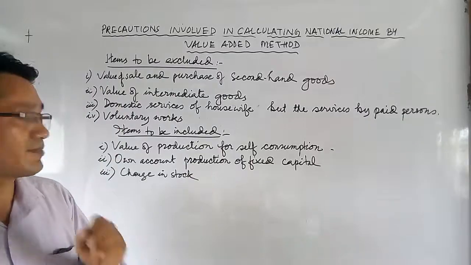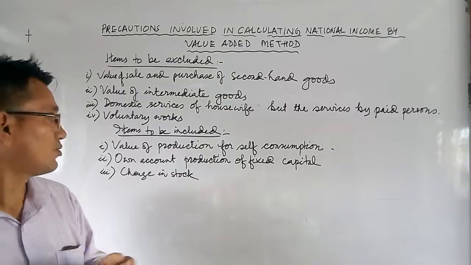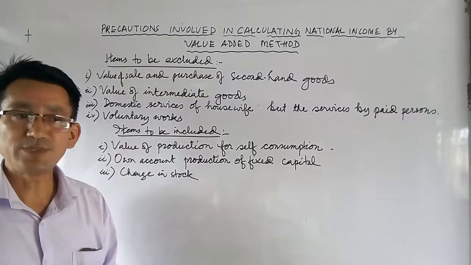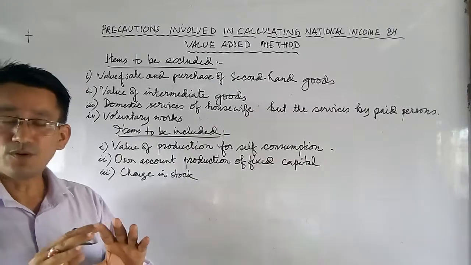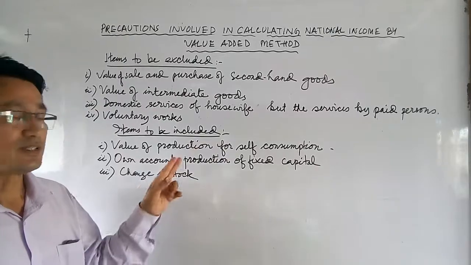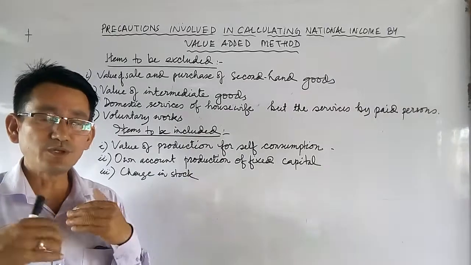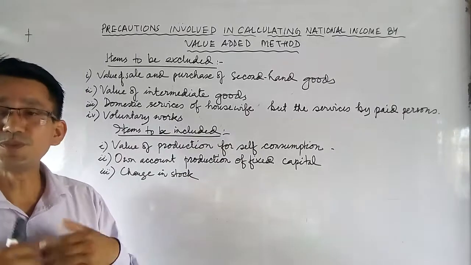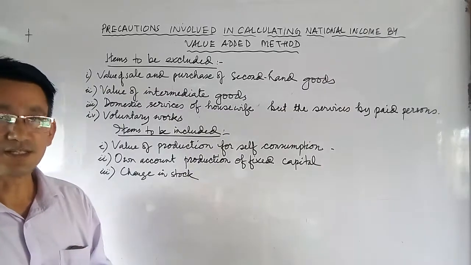Then there are some items to be included in calculating national income by the value added method. What are those? The value of production for self-consumption. We may be producing something in our kitchen garden or in the field, crops or whatever. But all these have some money value. We can calculate that, so that should be taken into account in calculating national income. And own account production of fixed capital. We may be producing some fixed capital by ourselves, but it has some value that should be calculated and taken into account while calculating national income.